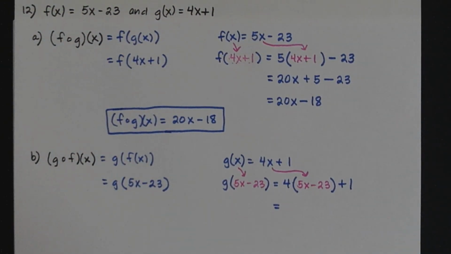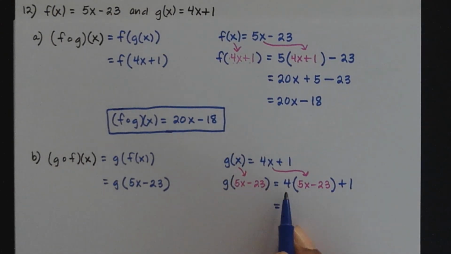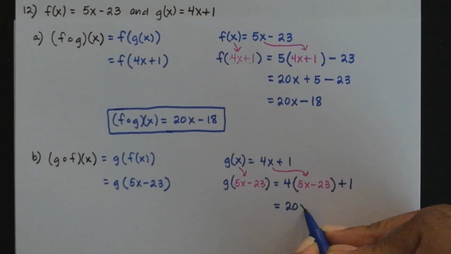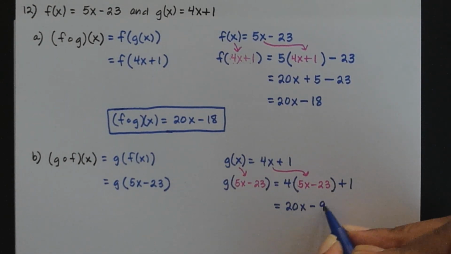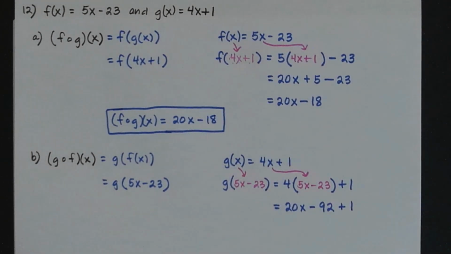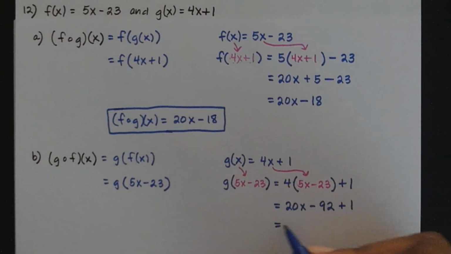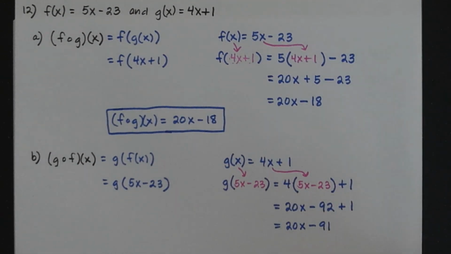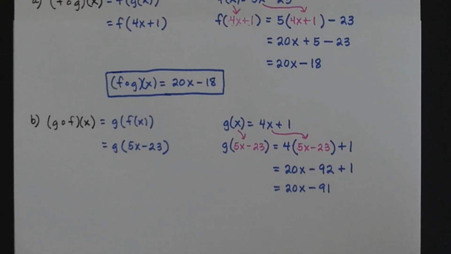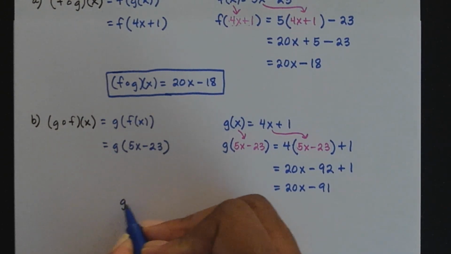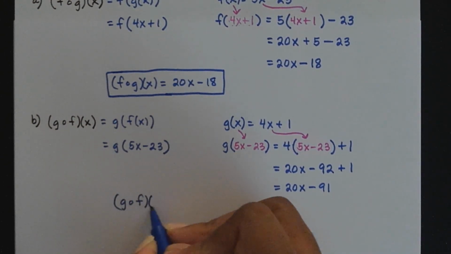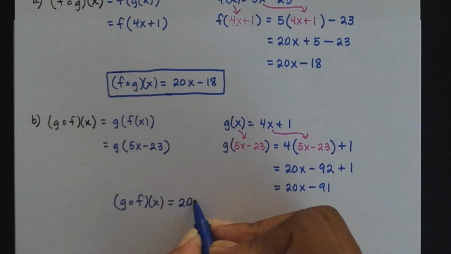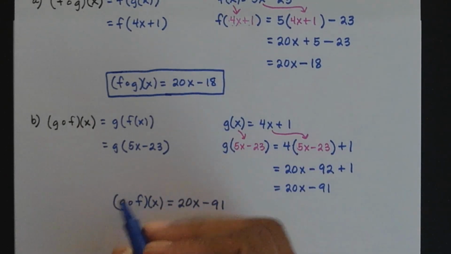And now we're going to go ahead and simplify the right side. Distribute the 4 over the 5x minus 23. This means 4 times 5x is 20x. 4 times 23 will be, I believe, 92. And then if I simplify that by combining like terms, bring down the 20x minus 92, and a plus 1 would be a minus 91. So that means the composition of g with f of x would be 20x minus 91.